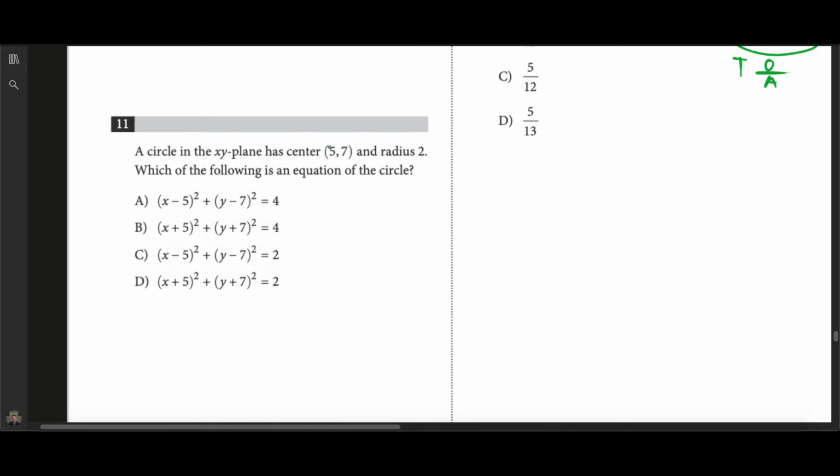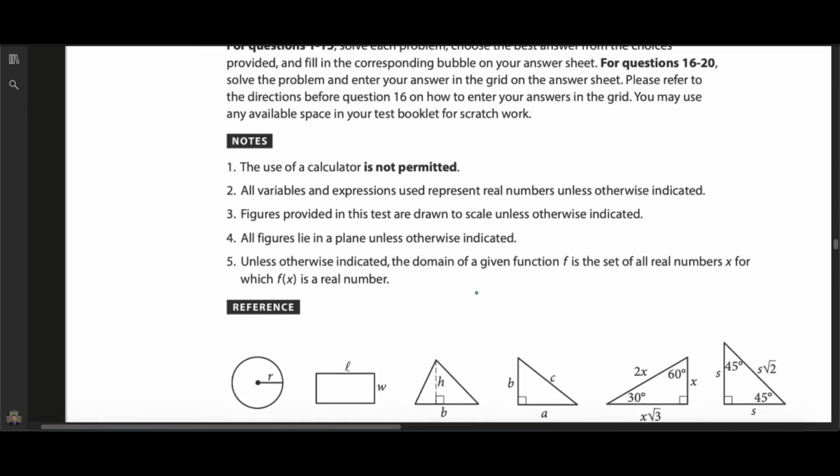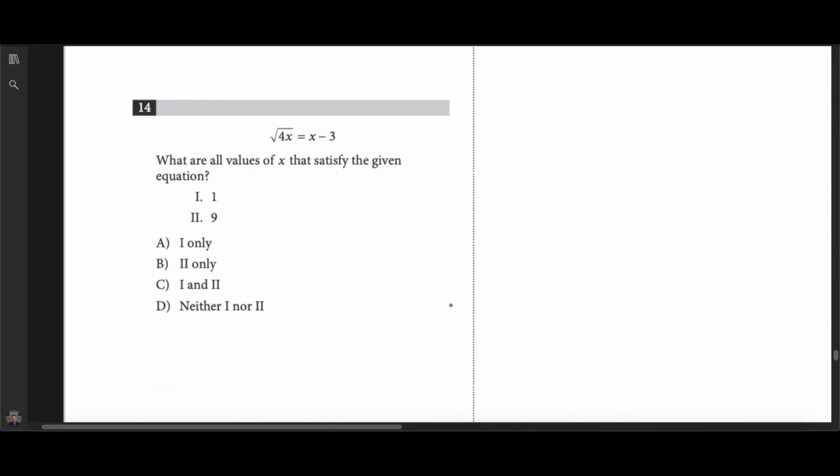Okay, a circle in the xy plane has center 5, 7 and radius 2. Which of the following is an equation of the circle? Okay, so this is actually one that I would skip entirely unless you actually know the equation of a circle. And the equation of a circle is not very familiar to everybody. It's actually going to be this: x minus h squared plus y minus k squared is equal to r squared. This is something that you basically learn at the end of pre-cal. So if you haven't taken pre-cal, or if you take it any time before the end of pre-cal, you're not going to know this, and that's okay. If you notice, they do give you some equations at the very beginning of the test, but the equation of a circle is actually not in here. So it's one of those where you either know it or you don't.